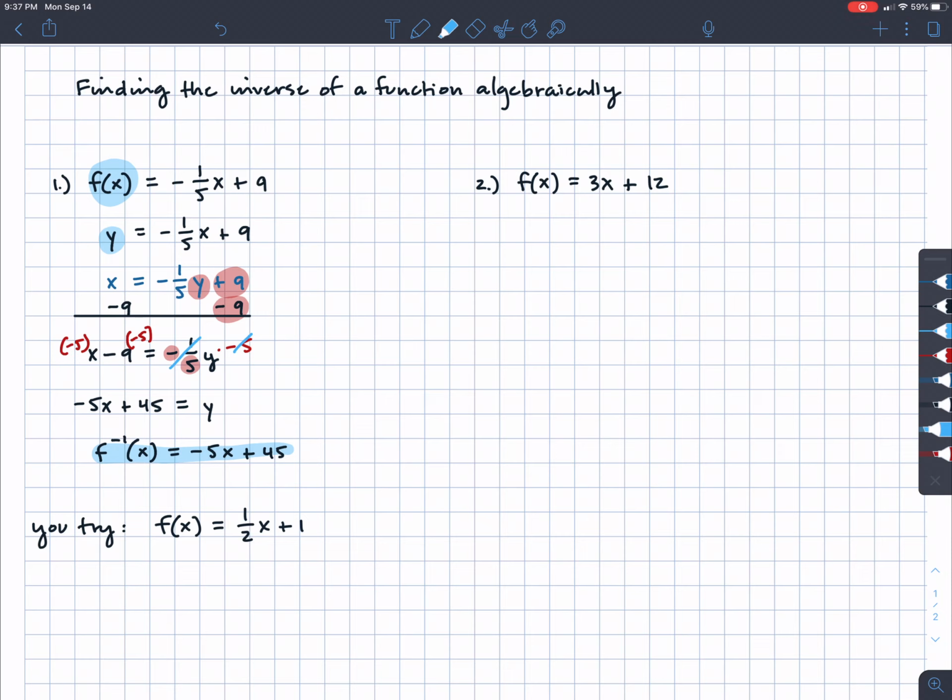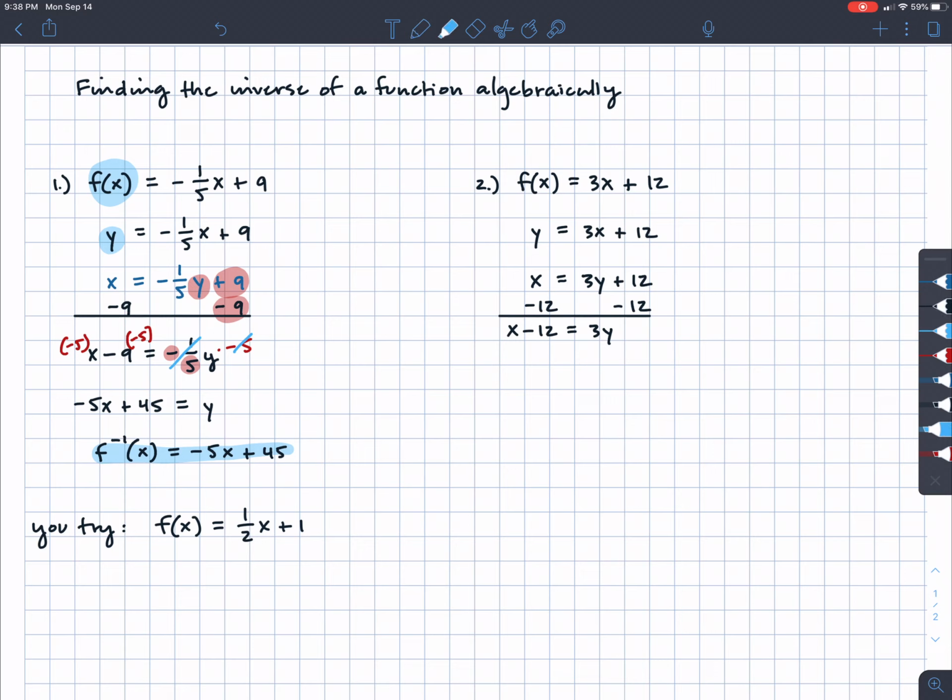Okay. So let's try another one. So we have f of x equals 3x plus 12. So the first thing I'm going to do is rewrite this as y equals 3x plus 12. I'm going to flip x and y. So this becomes x equals 3y plus 12. And now I want to get y by itself. So I'm going to subtract 12 from both sides. So I'm left with x minus 12 is equal to 3y.